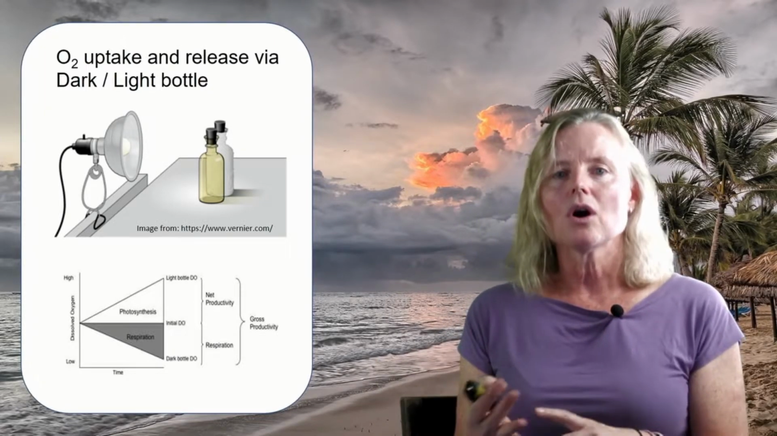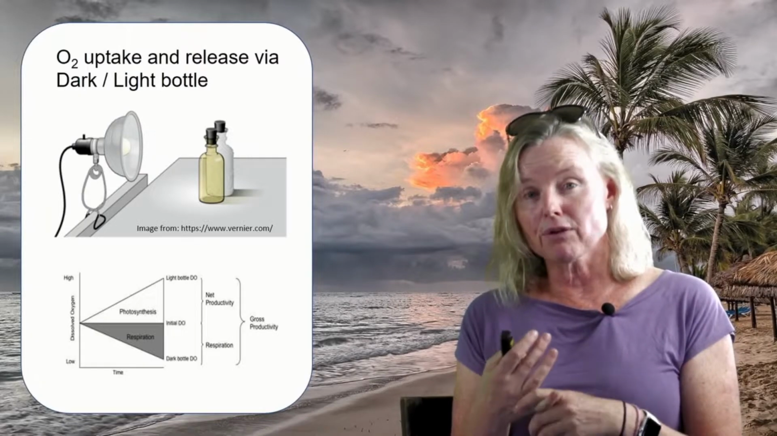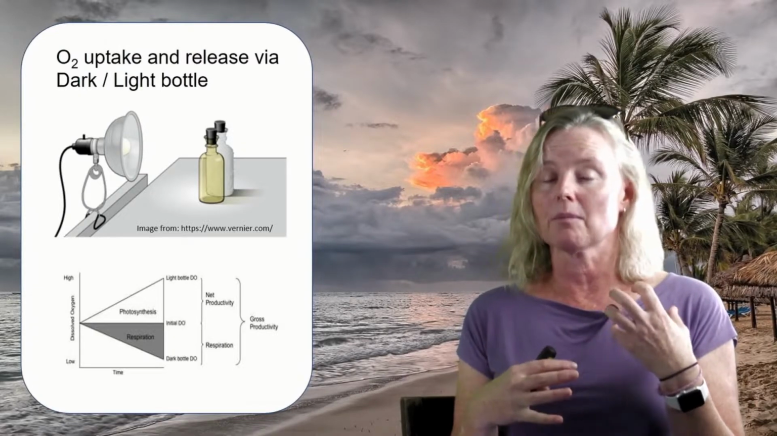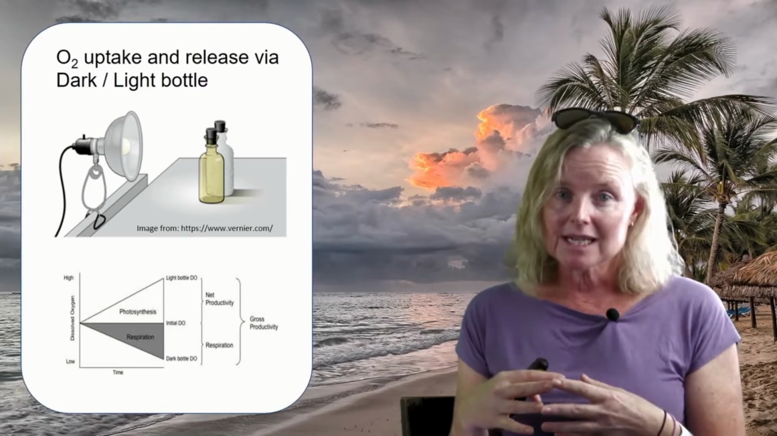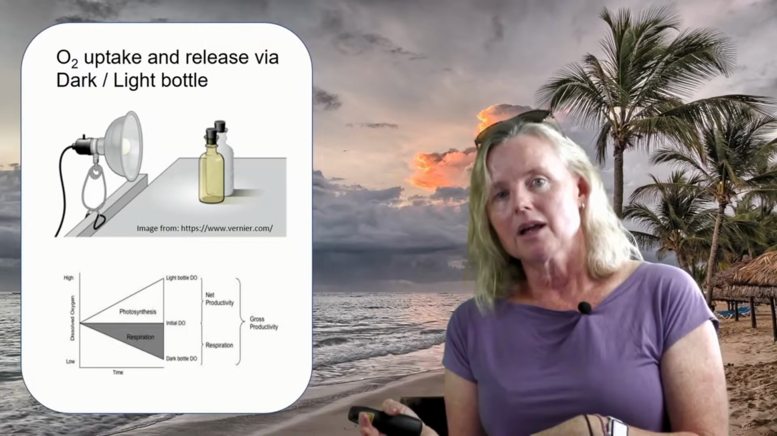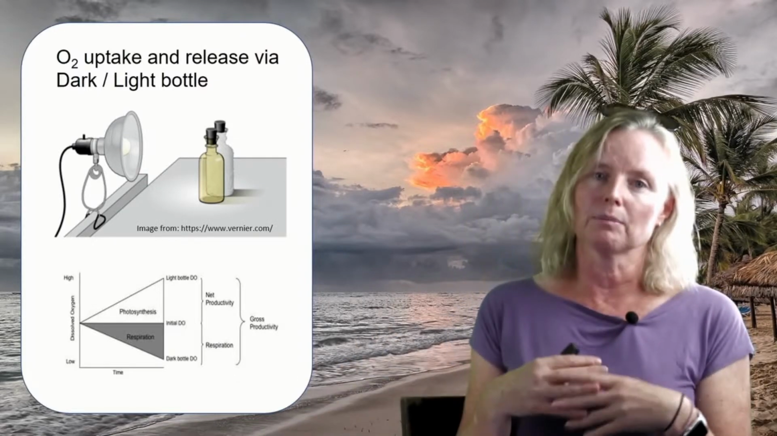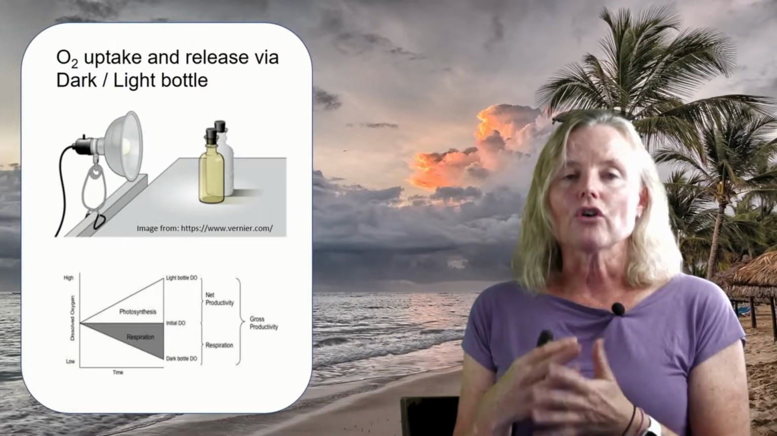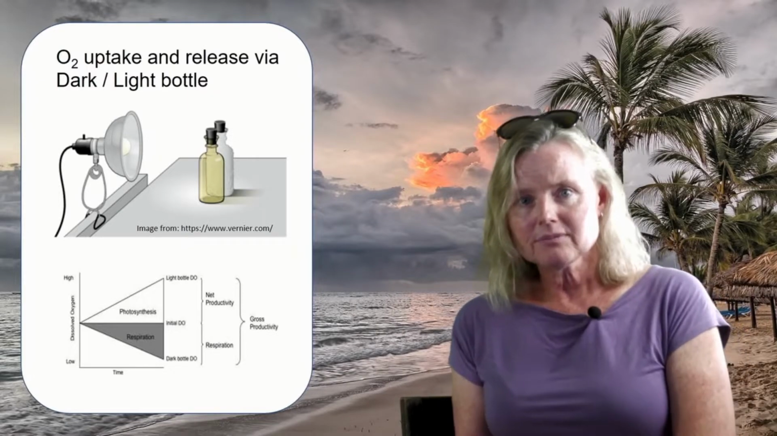For example, oxygen measurements is the preferred way when you're measuring productivity in aquatic systems. And that's essentially because carbon dioxide dissolved in water can be rapidly converted into bicarbonate, and so you don't get accurate measurements.